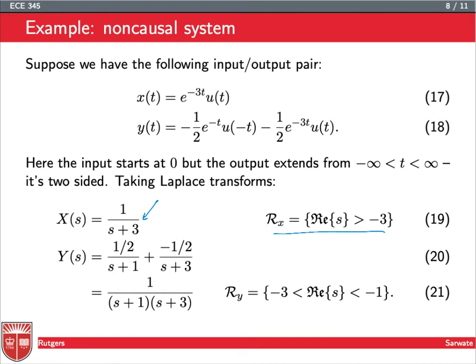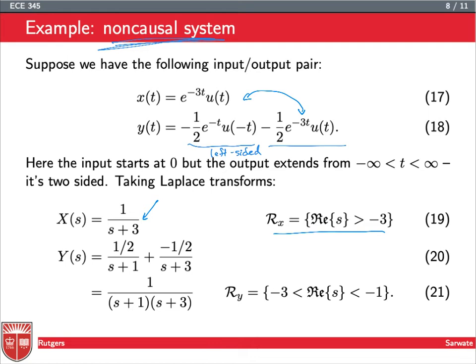And now for y, we have minus a half e to the minus t u of minus t. So remember, this is left-sided. And then minus a half e to the minus 3t u of t. So this term and this term are going to correspond to each other, but this left-sided term is different than what we've seen before. And that's what I mean by talking about a non-causal system.